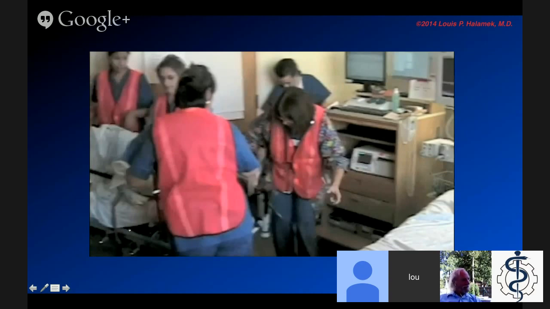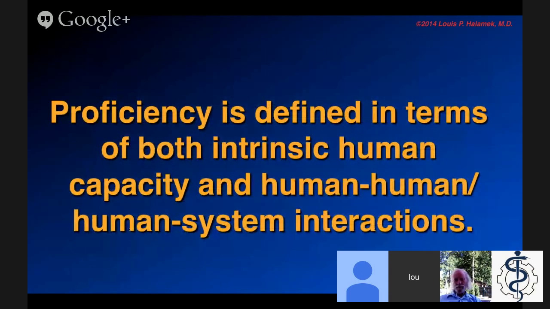That's not looking at all the environmental factors that played a role in this team actually not being able to get this patient moving very quickly. So when we think about proficiency, at least in terms of our group here at the Center for Advanced Pediatric and Perinatal Education, we're beginning to define it differently than how it's been defined in healthcare historically. We try to look at both intrinsic human capacity as well as these human-to-human systems of interactions.